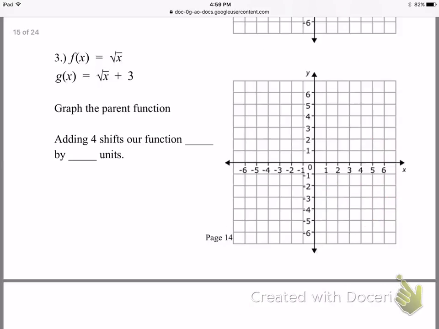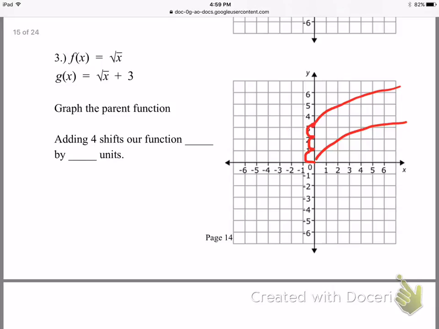The last thing that we're going to look at is the square root function. Now, this is going to work the same way the other ones worked. First, we're going to start by graphing our parent function, f of x equals square root of x, which is going to look something like that. Now, if we want to graph square root of x plus 3, we are going to take our original function, we're going to count up by 3, and then we're just going to do the same thing.